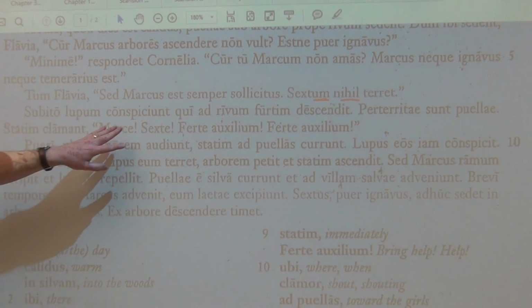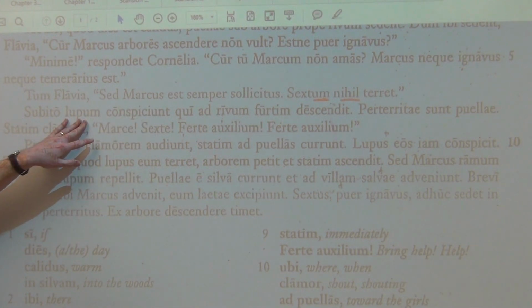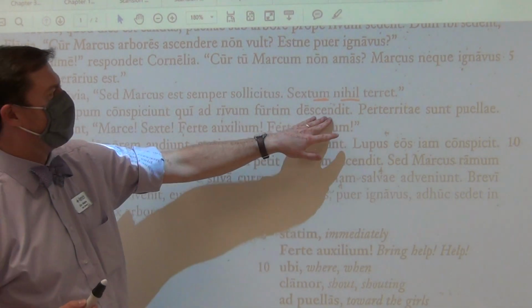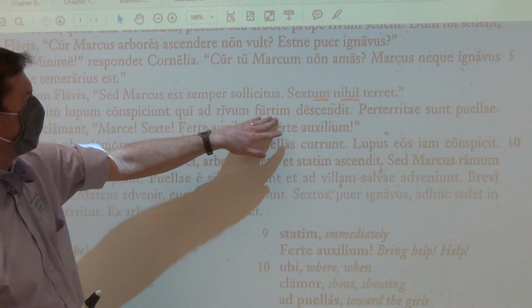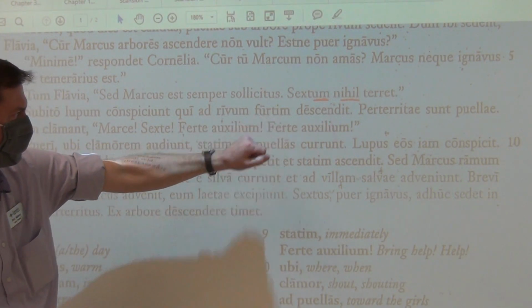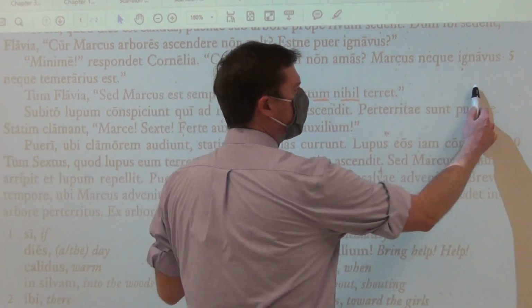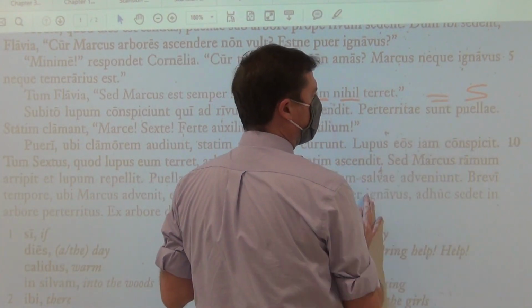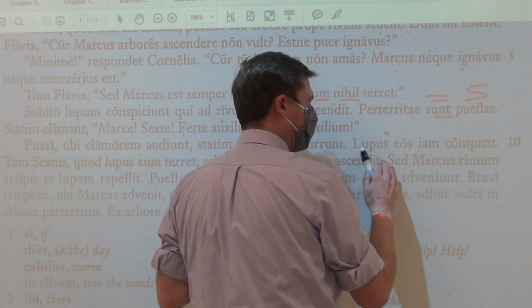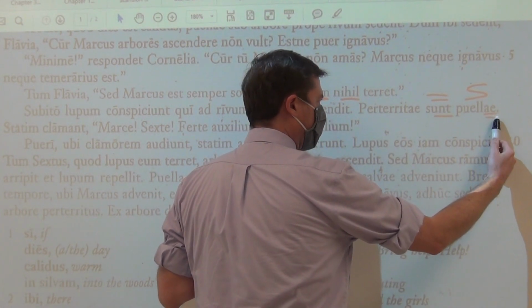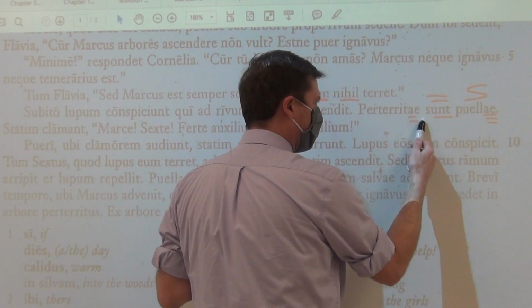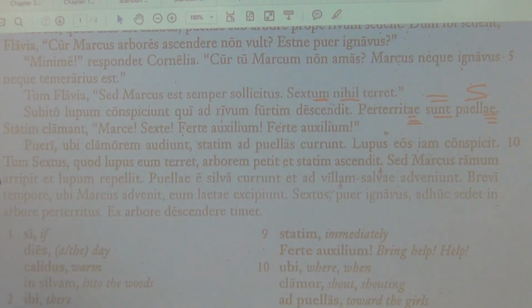Suddenly, they spot a wolf who climbs down to the stream sneakily. Furtim, sneakily. Terrified are the girls. The girls, subject, are terrified. All linking verbs are equal sign. Nominative, plural, feminine, nominative, plural, feminine. What's on one side has to be on the other.